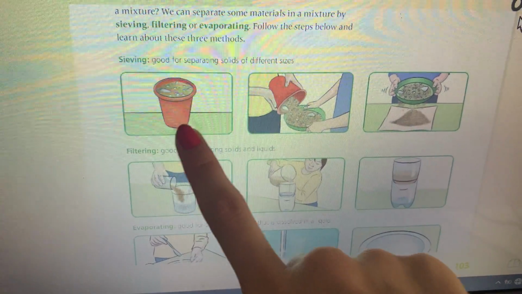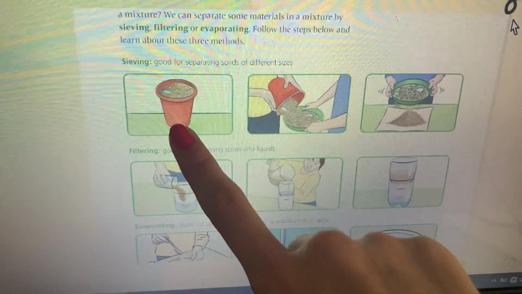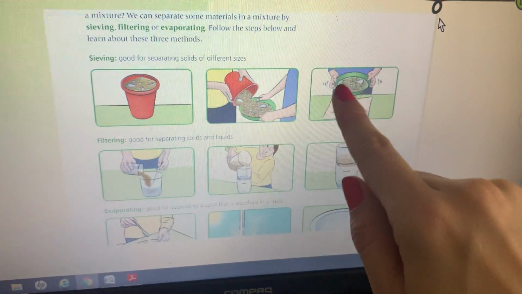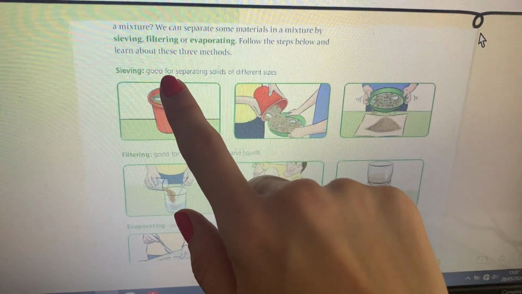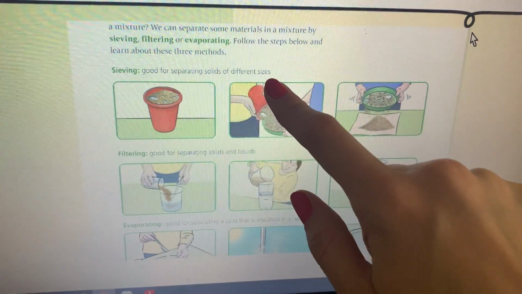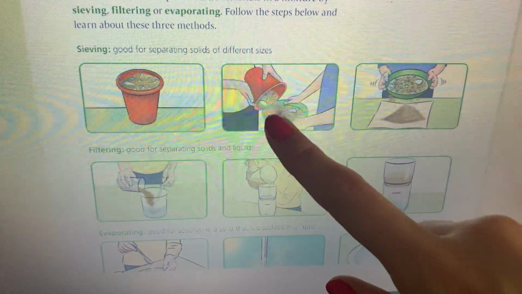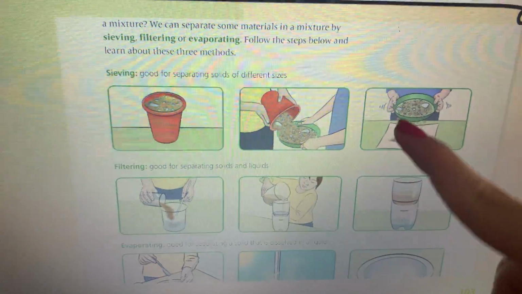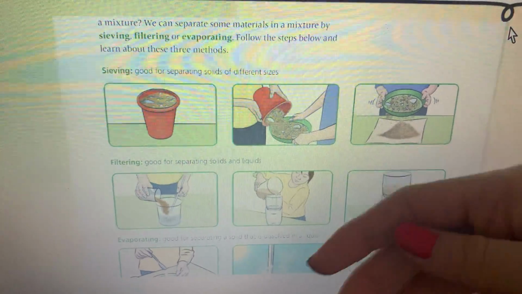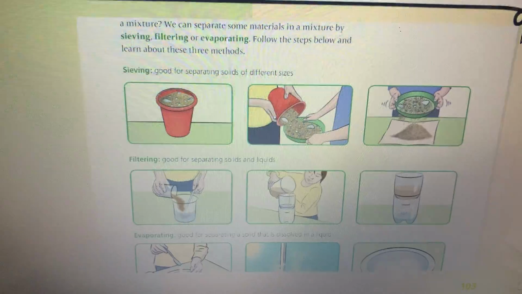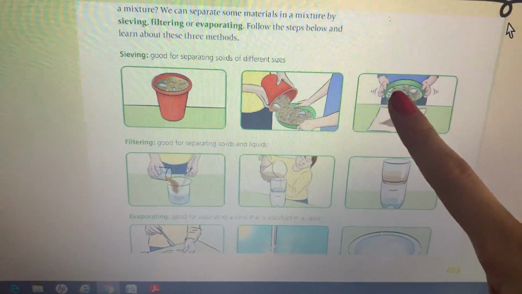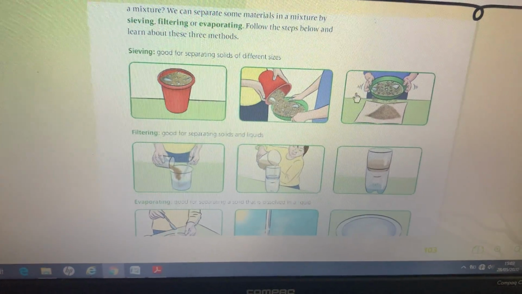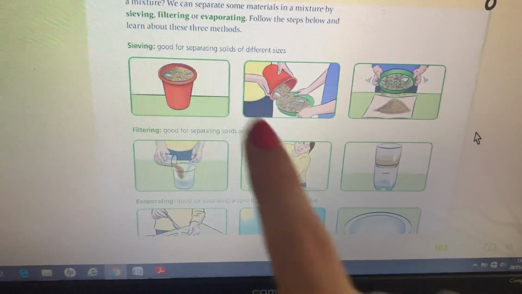Sieving is when you pick up, for example, a bucket, and then you have a dish with little holes. It says that this is good for separating solids of different sizes. When you pick up a bit of soil that has different stones and rocks, it's a good method. But it's not going to be a good method to separate a milkshake made of chocolate powder and milk, because you are not going to have anything left in the sieve. So it depends on the mixture. You will use one technique or another. So this is the first technique.